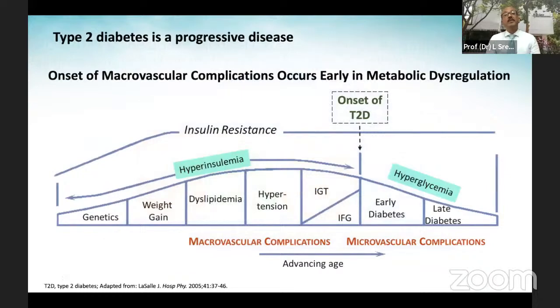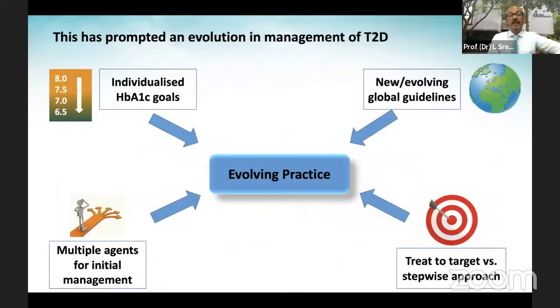We know type 2 diabetes is a progressive disease, and the onset of macrovascular complications can occur here, that is, in the pre-diabetes regime only, before actual diabetes sets in. So this is the time where you need to tackle the weight, the dyslipidemia, hypertension, IGT. All these points have to be tackled much earlier than after diagnosis.